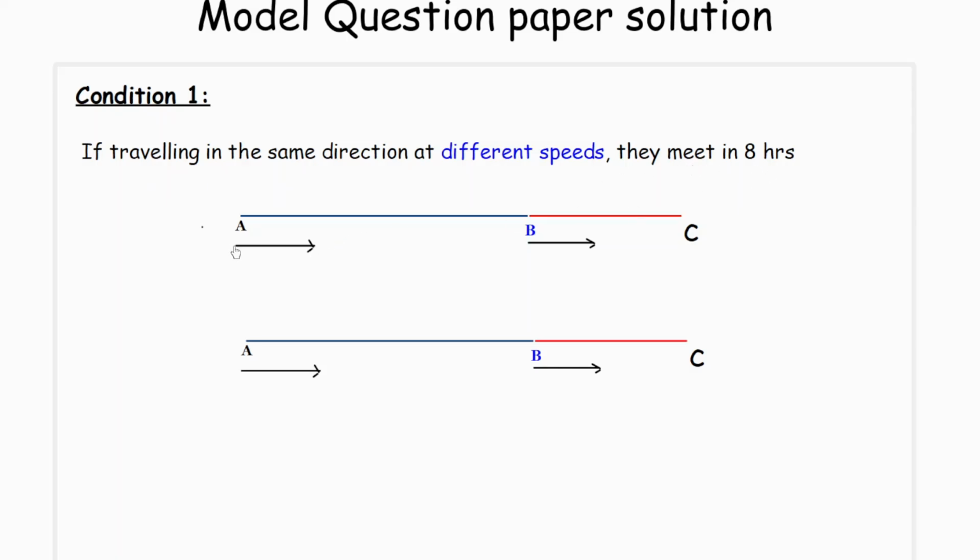So car A starts from here. Same direction means the first car moves towards B and then towards C, where C is another place, because these two cars meet at a place after 8 hours. So we assume this is place C. If the first car is faster than the B car, then only it can meet the B car. So we mark this direction: A towards B and B towards C.